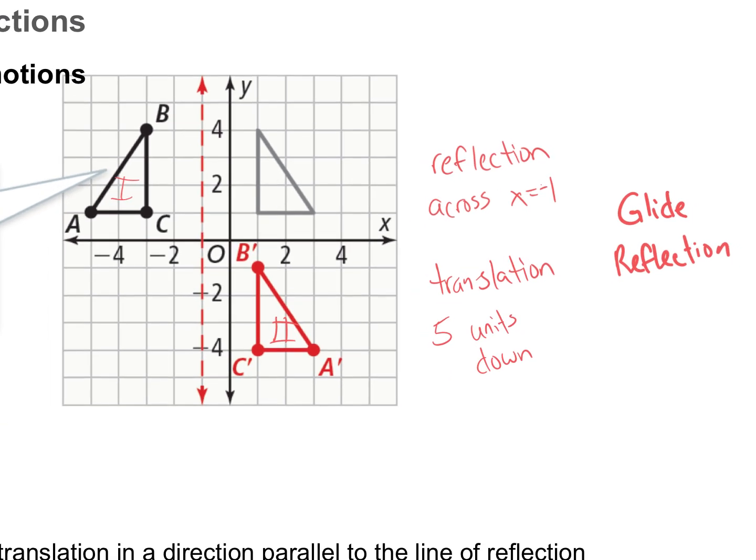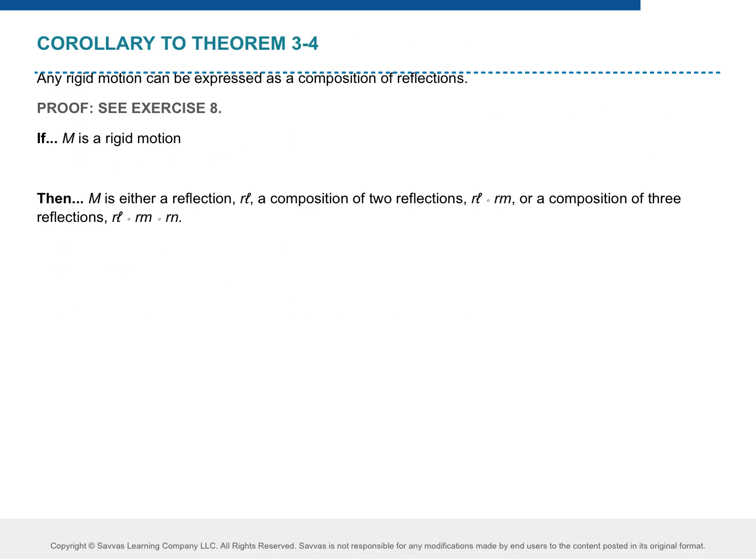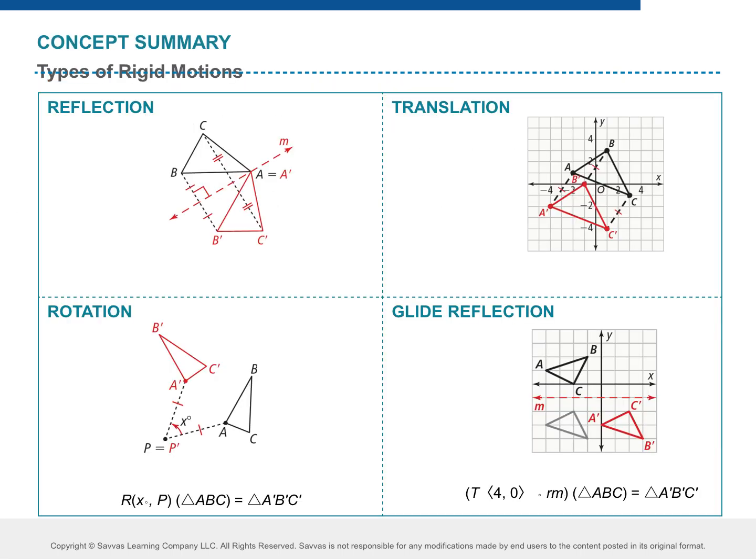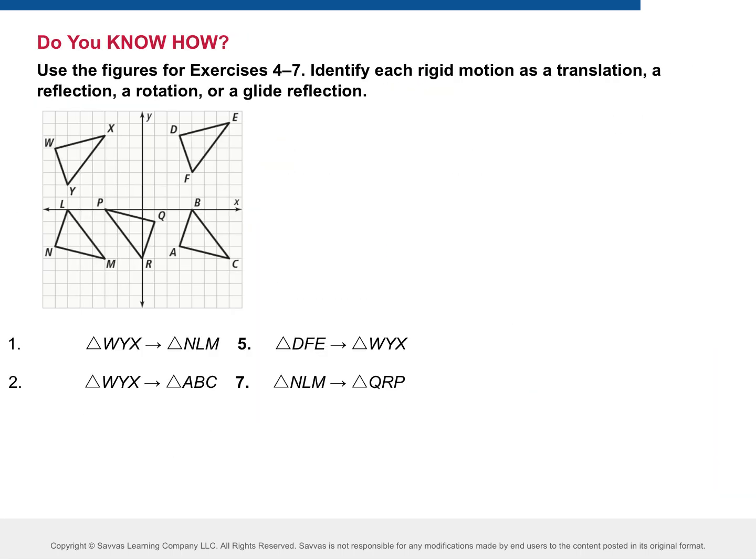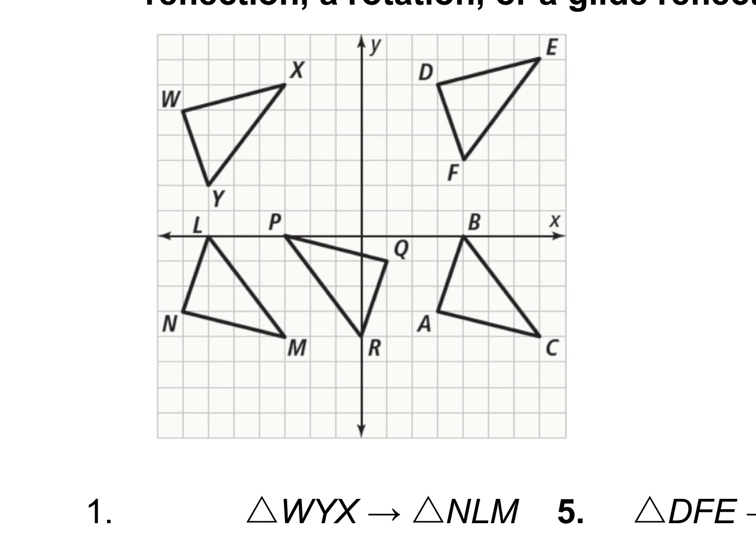Good. All right. Go ahead and flip your notes all the way to the back. What I want you to do is talk with someone sitting next to you. I want you to describe the transformations happening for 4, 5, and 6. Do not do number 7. 4, 5, and 6. I want you to describe what's happening.